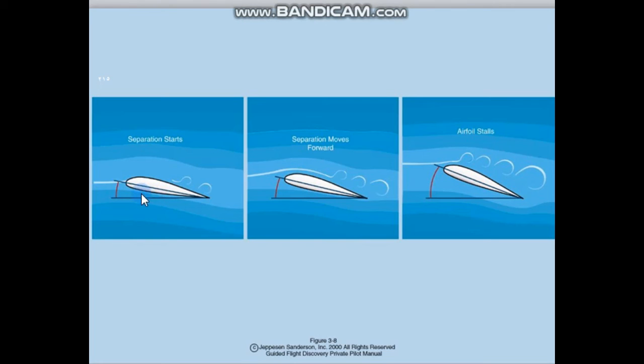The angle of attack will increase and the separation starts. After that, the angle of attack is still increasing and the separation will move forward. After that, when the angle of attack reaches the critical angle of attack, the airfoil stalls, and here the airplane will move to stall.